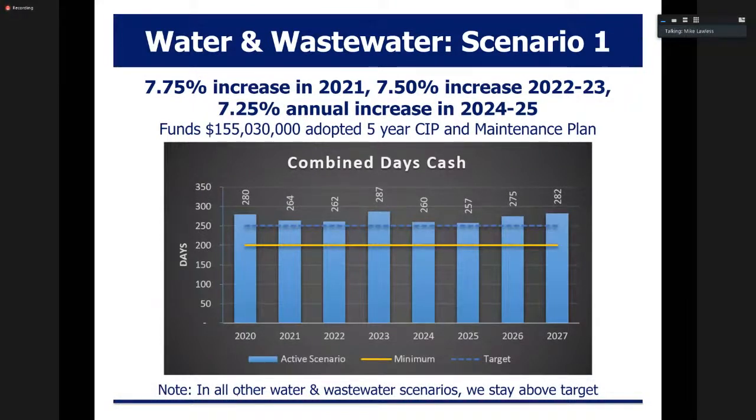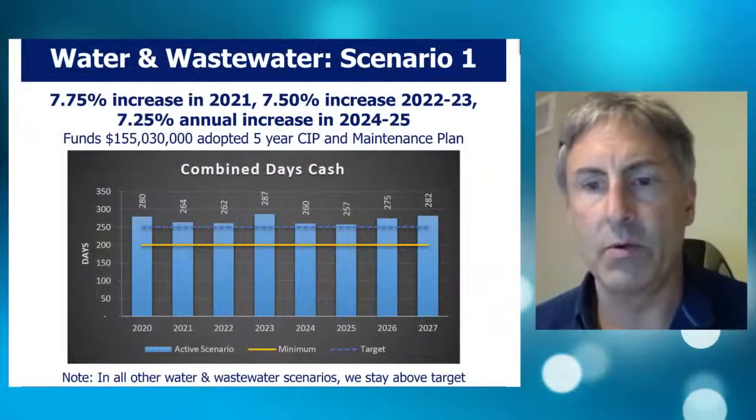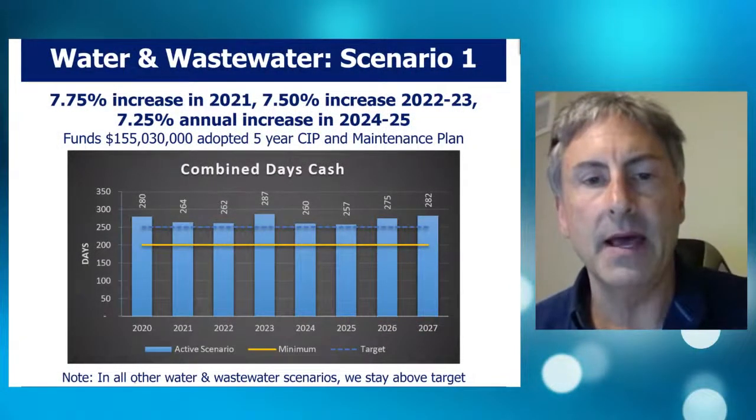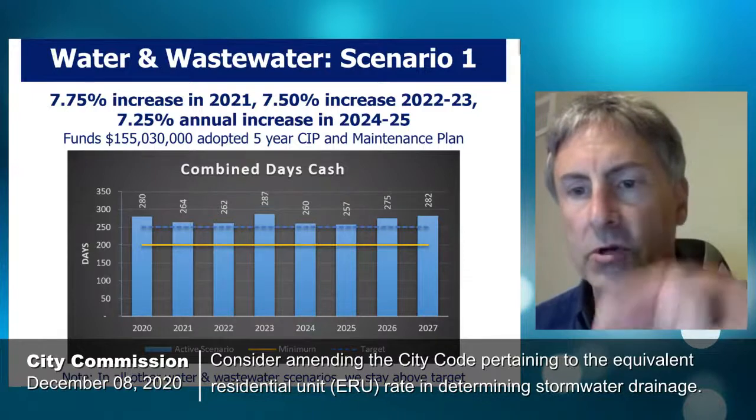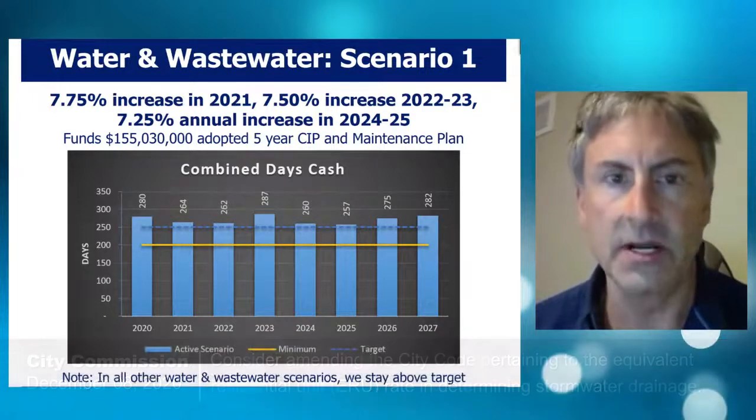And so in discussions with them, they felt like having a little bit more cash on hand available would help make up for any downgrading or differences that they might have in that debt coverage. And so that's why our target here is 250 days of cash on hand. And so much like the stormwater scenarios, the five scenarios that we've shown tonight all maintain that 250 days of cash on hand, either at or just above that, like you're seeing here for scenario one.